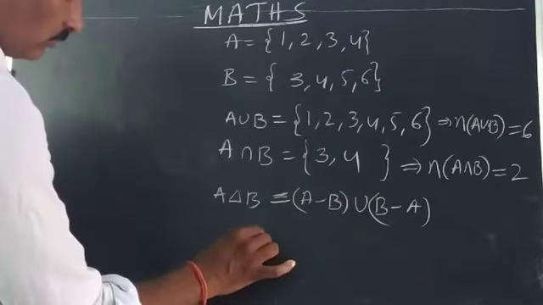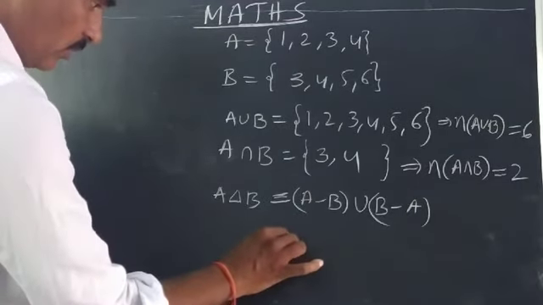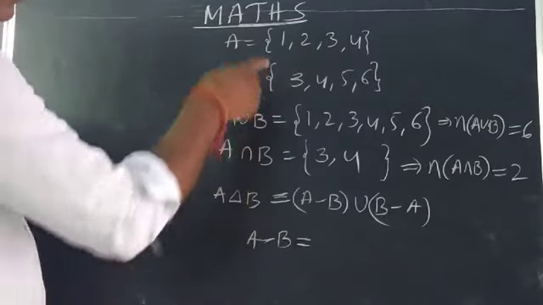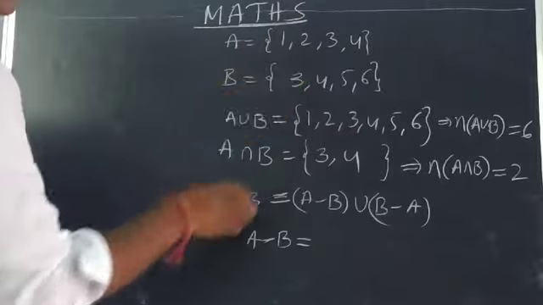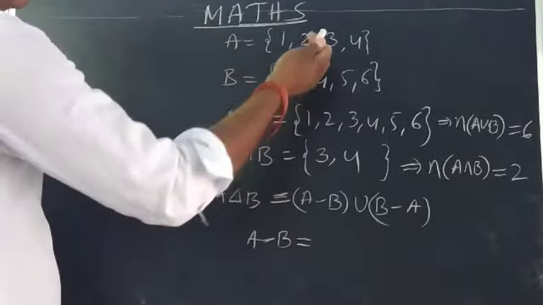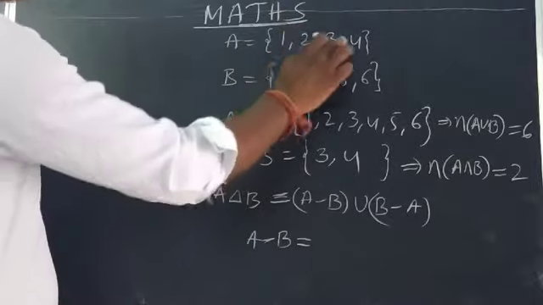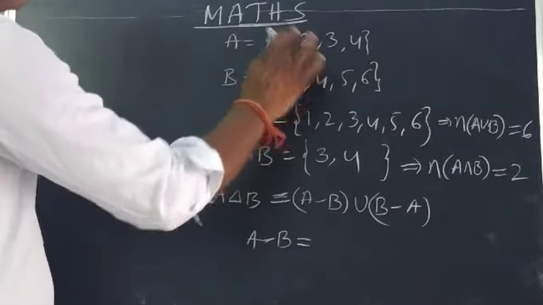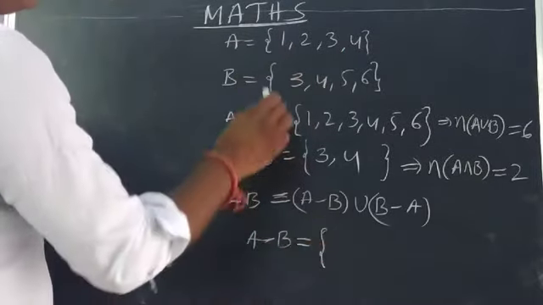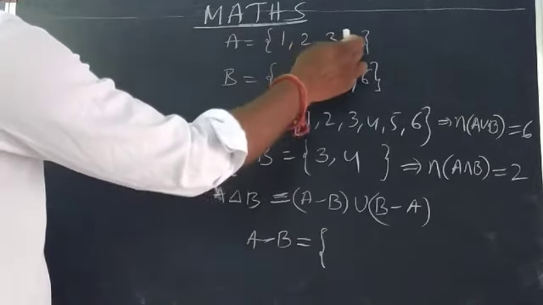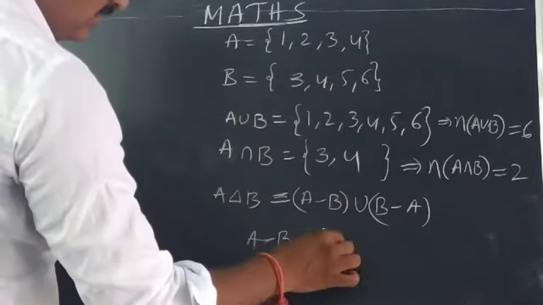Okay. A minus B is equal to... how to find A minus B? We have the sets A and B, no? Write the elements of A alone. Don't write B's elements, and when common elements exist, don't write the common elements. Only choose the elements from A which are not common with B. So I am taking 1, 2. Why? Because 3, 4 already exist in B.